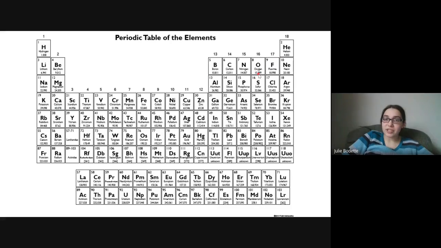Oxygen, molar mass of 16. Sulfur, molar mass of 32. I'm rounding them because I'm lazy. You don't have to round them, though. It is going to be more accurate if you don't round, but it's fine if you round them. Okay, so calcium's 40, oxygen 16, sulfur 32.